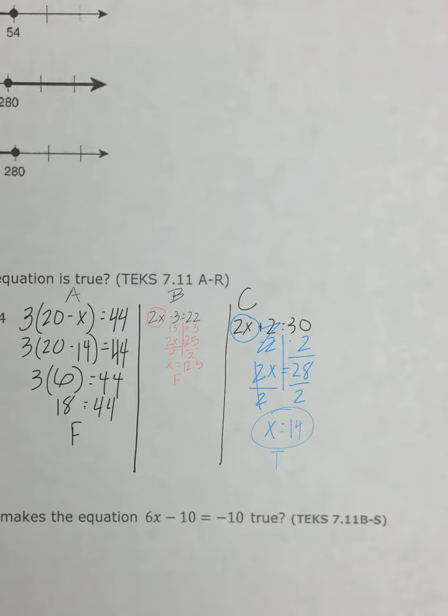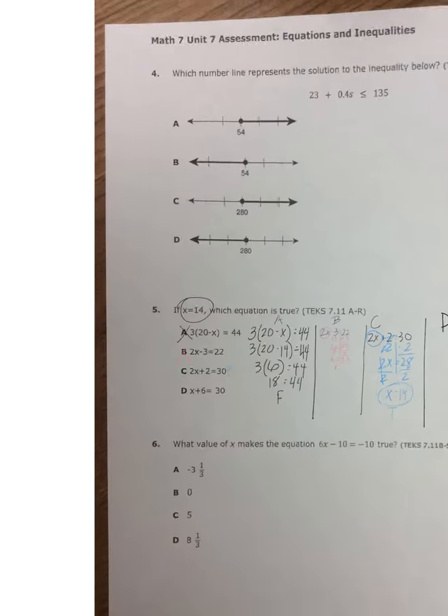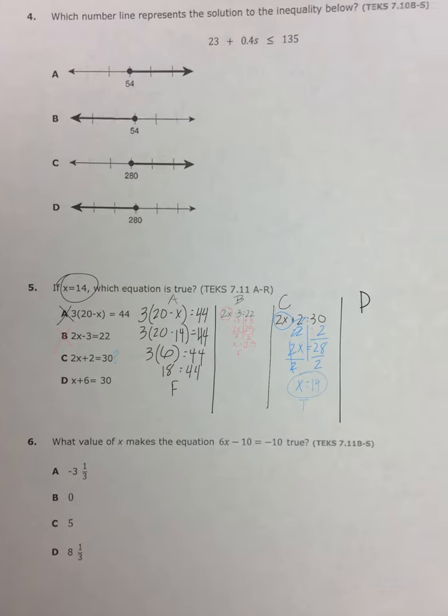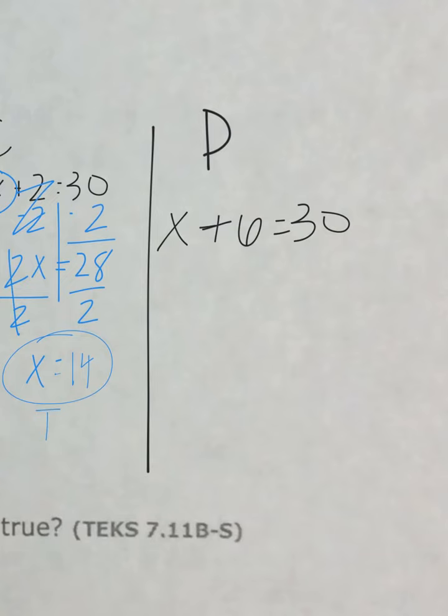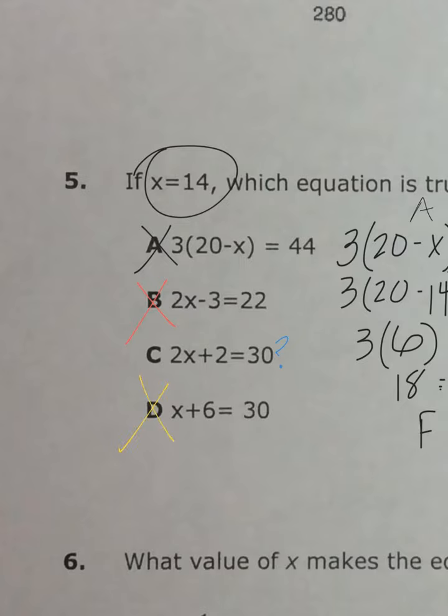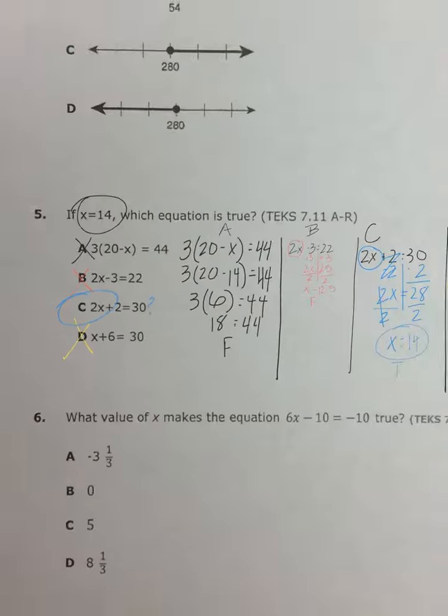D. And D says, it looked like a P, sorry, x plus 6 equals 30. Hey, we can still do the same thing. Build your wall. Circle your variable. This time it doesn't have anything in front of it. So just circle your variable. Subtract 6. 6 minus 6 is 0. So I'm left with an x equals, and 30 minus 6 is 24. Not what I need. So that's false. And my only correct answer is C.